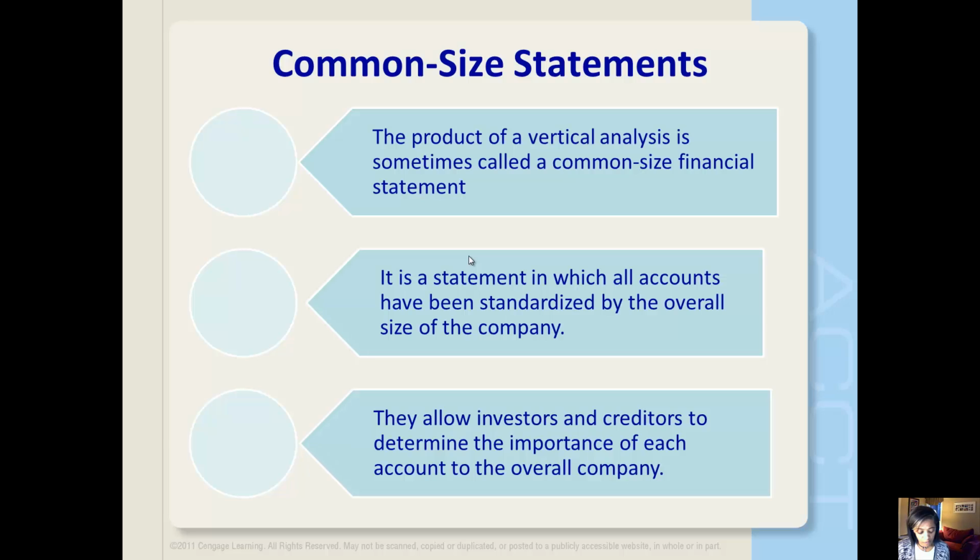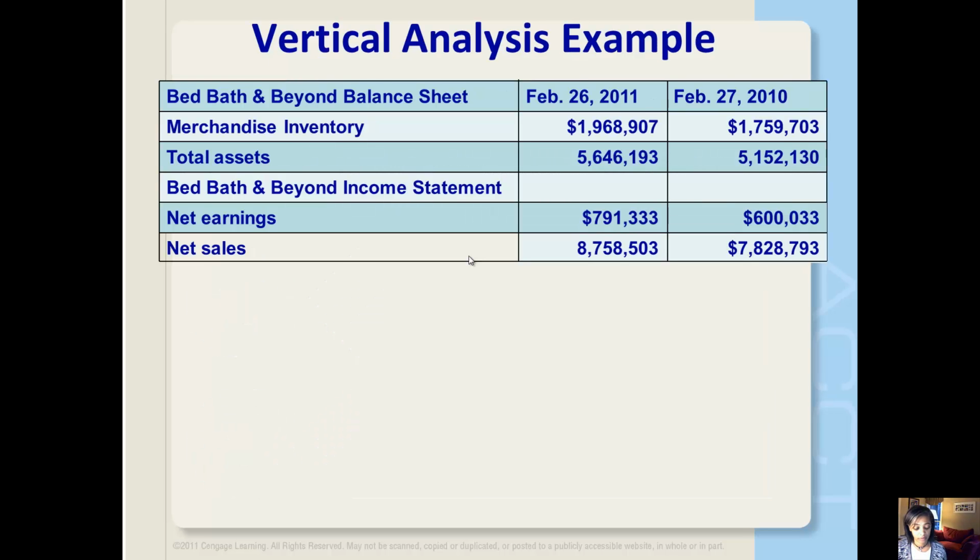Now, the product of a vertical analysis, the result, is sometimes called a common size financial statement. A common size financial statement is a statement in which all accounts have been standardized by the overall size of the company. Common size statements are very useful because they allow investors and creditors to determine the importance of each account to the overall company and to compare that importance to other companies, even though their sizes vary greatly.